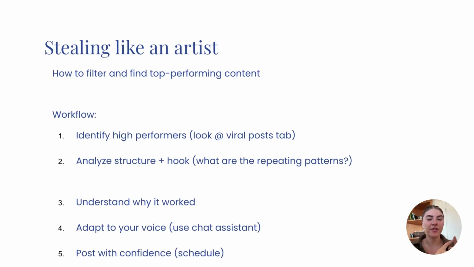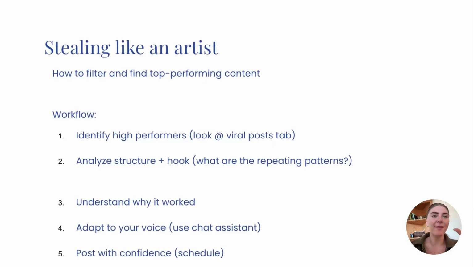So I identify high performers. I look at the viral post tab and I look at people's content that's performing well. Then I analyze the structure and the hook. So what are the repeating patterns? This post is talking about outliers. I'm gonna make a post about outliers. This post is talking about somebody that inspired them. I'm gonna make a post about somebody that inspired me.